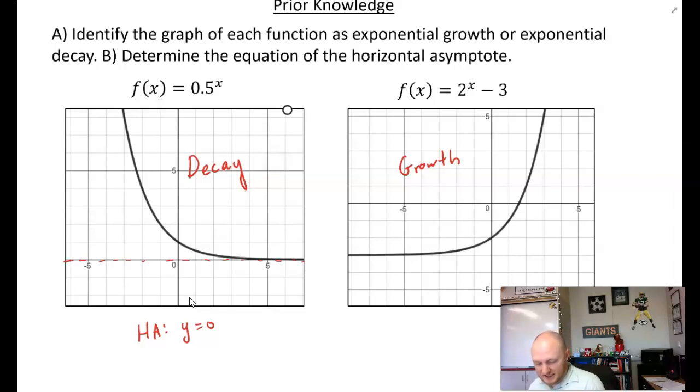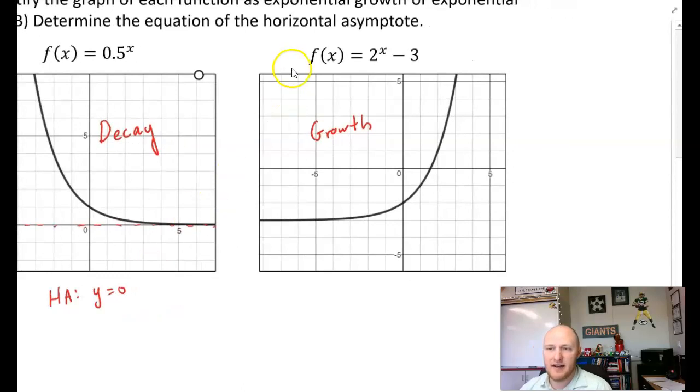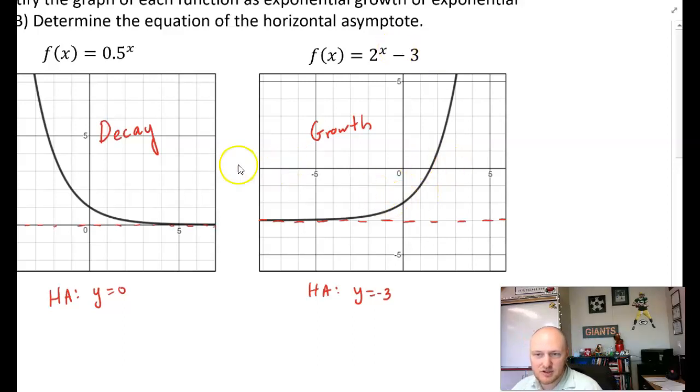As far as our second function, f of x equals 2 to the power of x minus 3, this is exponential growth, and our horizontal asymptote here is y is equal to negative 3. That's this horizontal asymptote down here, and our function, as x approaches negative infinity, is getting closer and closer to that value, but it will never approach it.